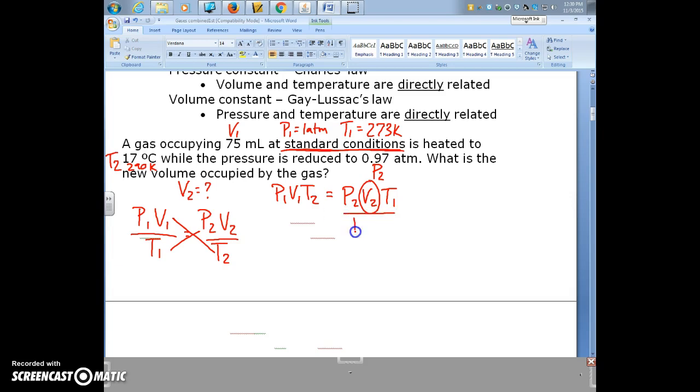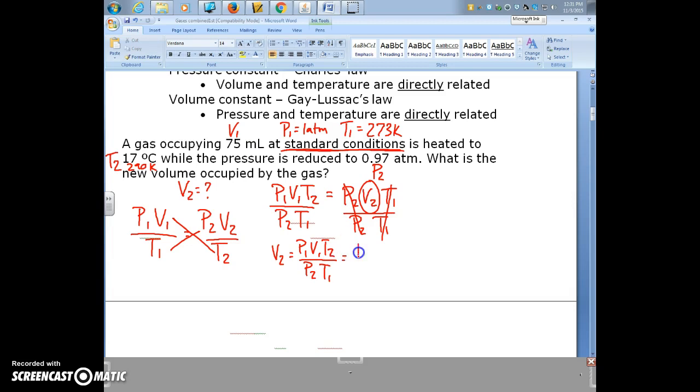So I need to divide both sides by P2 and T1. That way they cancel over here. And this becomes my equation. So V2 is going to be P1 V1 T2 over P2 T1. Now I'm just going to plug in all the numbers and check out the answer.